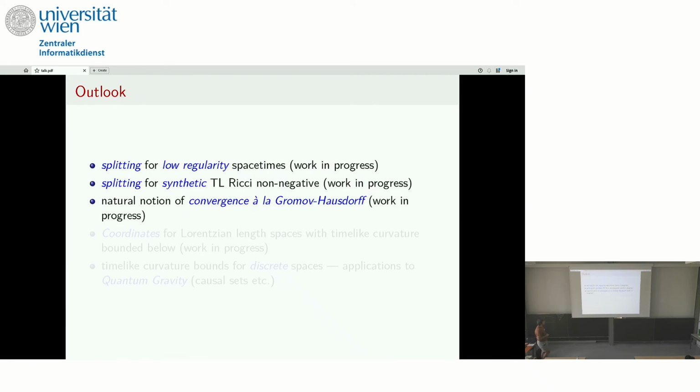Then another big question is, what is the natural notion of convergence in this Lorentzian setting? Because you don't have Gromov-Hausdorff convergence because you don't have a metric space. So what is the analog of Gromov-Hausdorff convergence here? We think we have something, but it's still not quite finished. And then another thing is that Alexandrov spaces with curvature bounded below have coordinates and they're actually quite well behaved. Can you do something similar for Lorentzian length spaces which have time-like curvature bounded below in the triangle comparison sense?